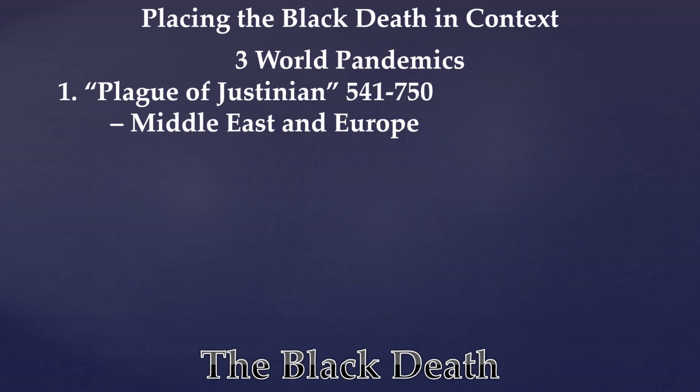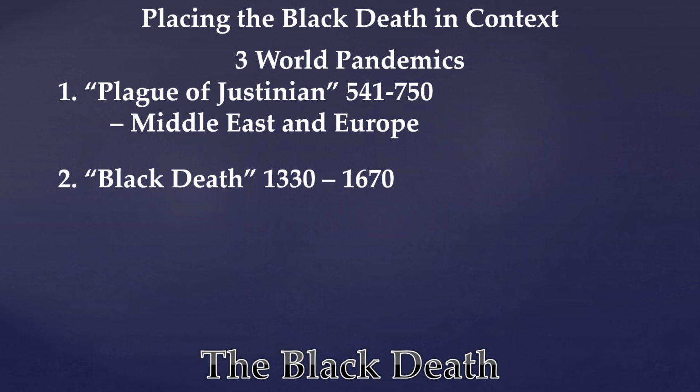We see the Black Death pop up throughout world history. It's very much the same disease that, again, is very opportunistic when it's able to bubble out into a pandemic context. So we see three world pandemics of the bubonic plague. We have the plague of Justinian from 541 to 750 AD. This is where we see it mostly in the Middle East and Europe.